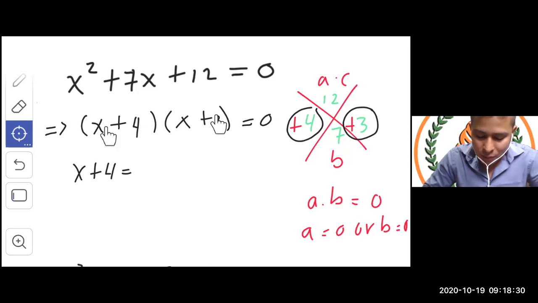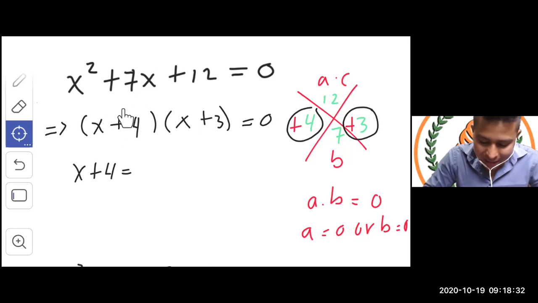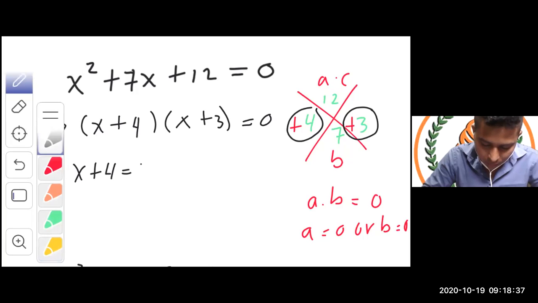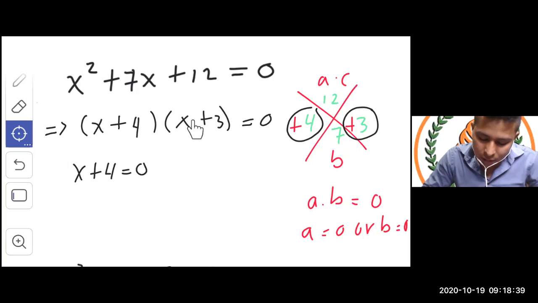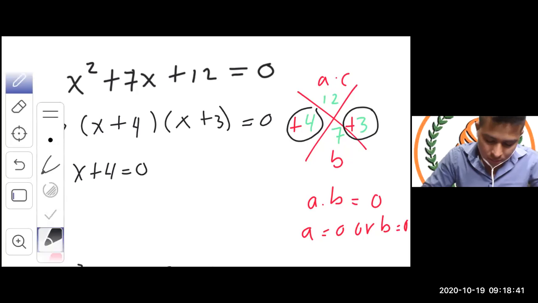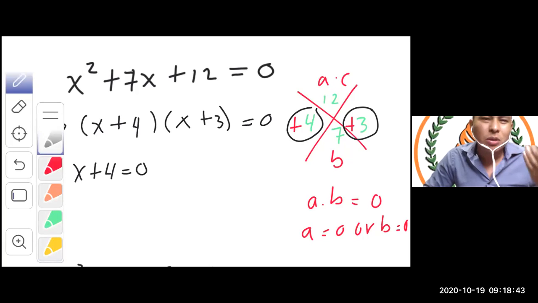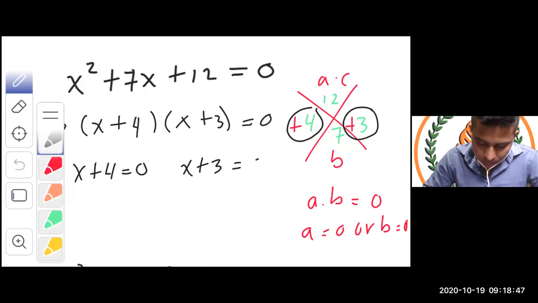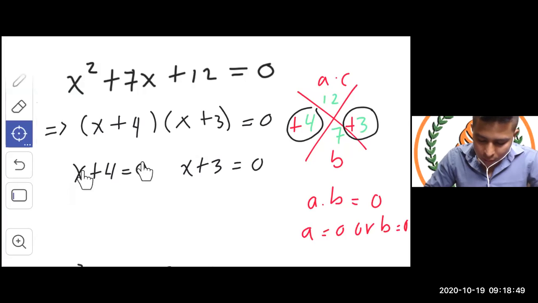Let's forget about this expression. What are you going to do once you factor? You're going to take this equals to 0. Let's copy the first, equals to 0. And we also need to take the second one equals to 0. We just separate that. x plus 3 equals 0. Take a look, x plus 4 equals 0. x plus 3 equals 0. I just separate this in two parts.